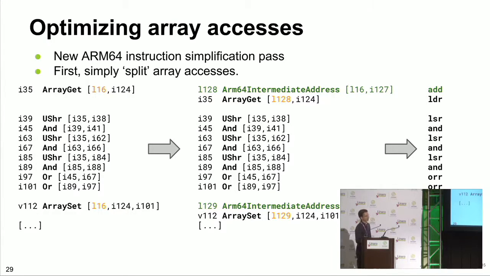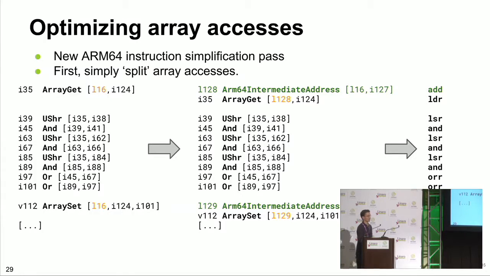In our case, for the array, what we do is we simply split it. Where we had a get before, we say, okay, actually an array access on ARM first computes an intermediate address and then retrieves the value from this intermediate address. So we introduce a new pass that just does this. It just splits the IR in two, nothing else. At this point, if we generate the code now, we're going to generate exactly the same thing as before. We don't gain anything.